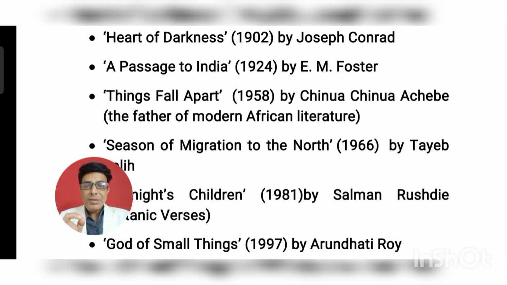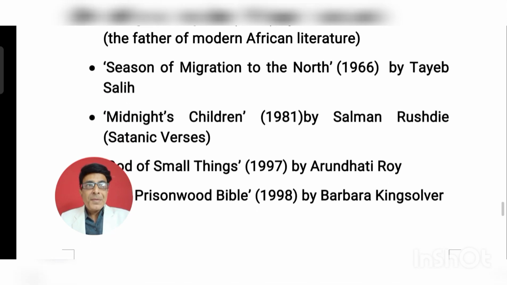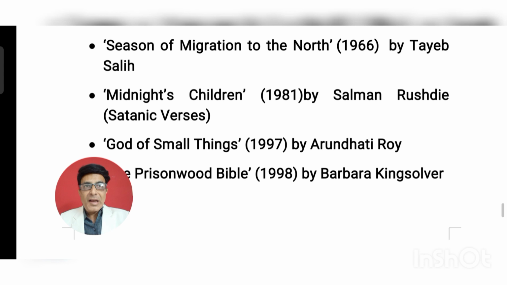Things Fall Apart, published in 1958 by Chinua Achebe, an African writer who is considered the father of modern African literature, is also raising the voice of the Africans against the colonizers. Another example, Season of Migration to the North, published in 1966 by Tayeb Salih. Midnight's Children, published in 1981, post-colonial literature, written by Salman Rushdie.